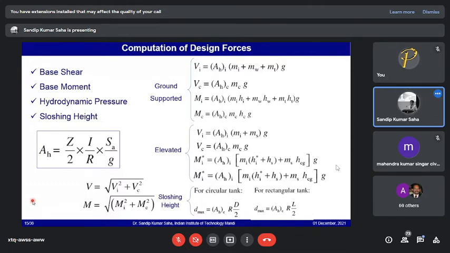I am not talking about the hydrodynamic pressure here. There are some equations given in the code which, once you know these coefficients, can be used to get the hydrodynamic pressures, which will eventually lead to the design of the tank wall. So this is the basic background of how liquid storage tanks can be modeled.